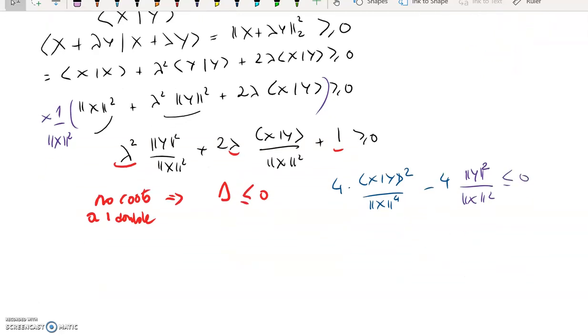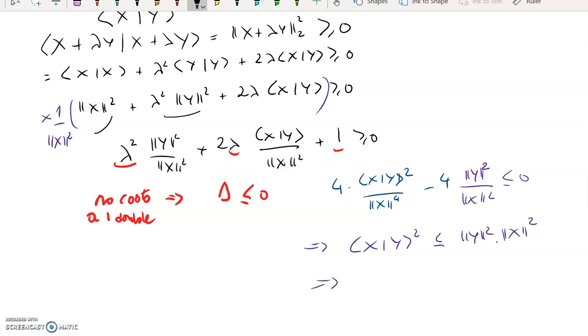So now let's work on this last expression. Let me divide by 4 and multiply by norm of x squared. What do I get? We get that (x y) square is going to be smaller than norm y square times norm x square. In the end, this is what I get. And what is that? That's just the square of the Cauchy-Schwarz inequality.